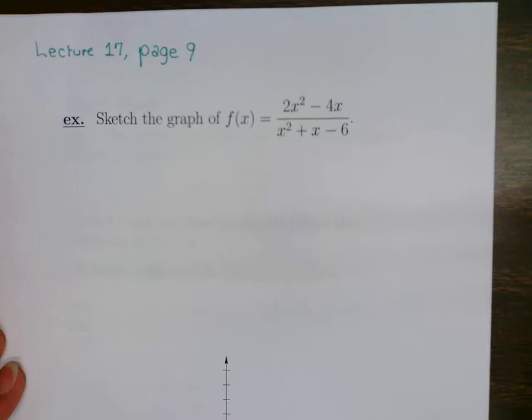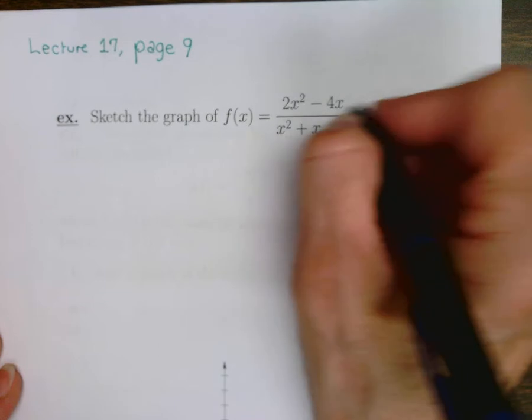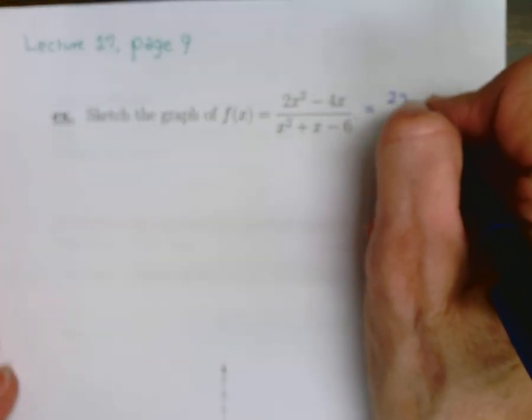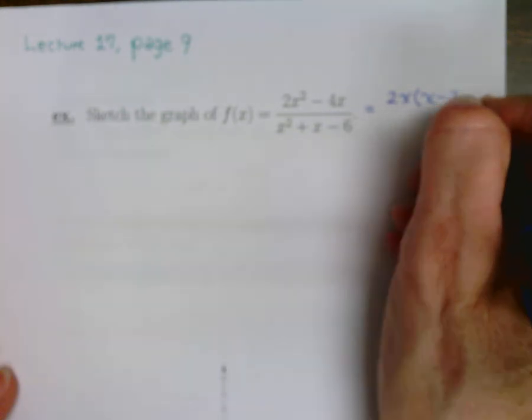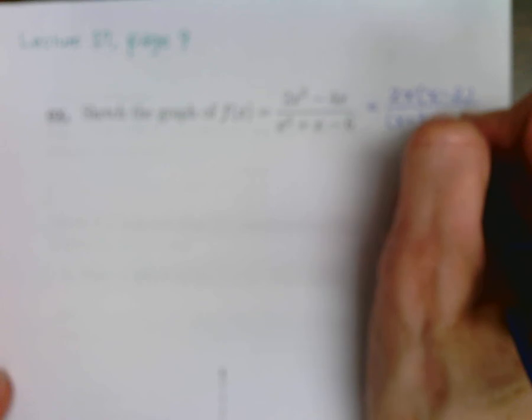First thing we want to do is consider both the factored and unfactored form. So it looks like I can factor out a 2x, and I have x plus 3, x minus 2.